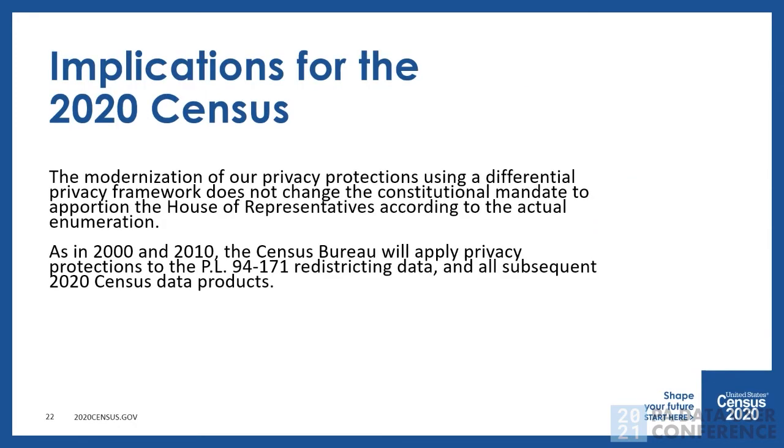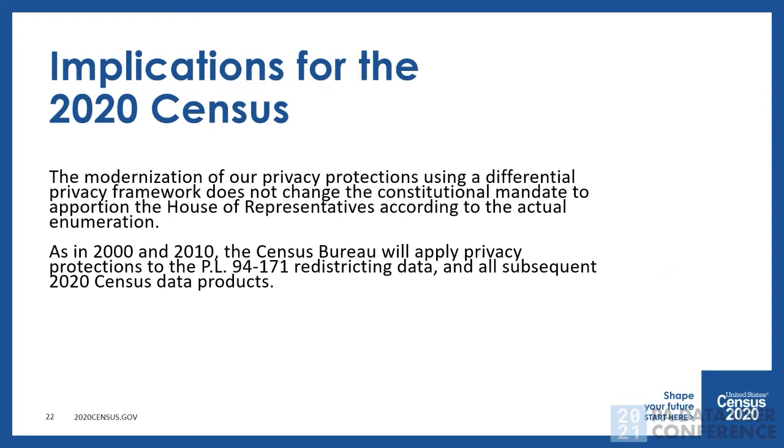So what does all this mean for the 2020 census? Well, for starters, let me be absolutely clear that the Census Bureau's adoption of differentially private noise injection for the 2020 census does not alter our constitutional mandate to apportion seats for the House of Representatives using the actual enumeration of state populations. So in the apportionment data product that we released a couple weeks ago, there was no noise added to those state population totals. And in our upcoming data products, state population totals will be reported exactly as enumerated as well.